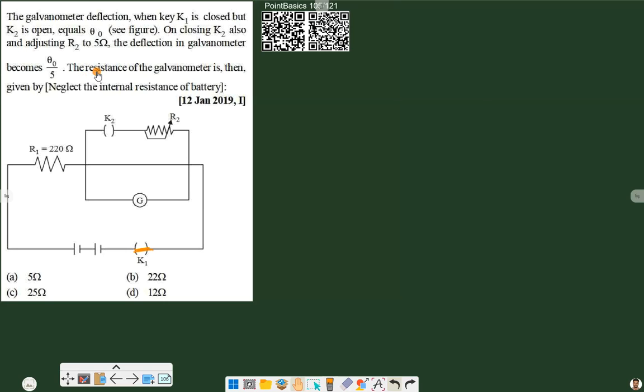Now let's plot the diagram for both of the cases. Case 1: K1 is closed and K2 is open. When K2 is open, this resistance does not play any part here, so our effective circuit looks like this. We have R2 of 220 ohm, R1 of 220 ohm. We have a battery here, and this is closed.